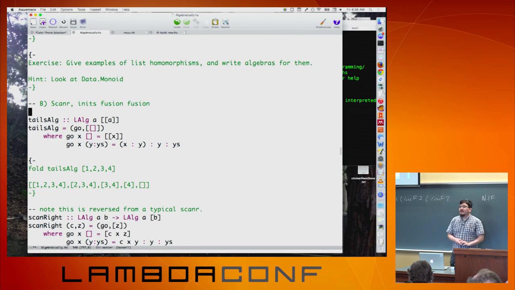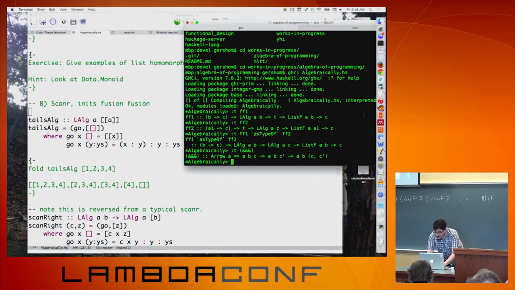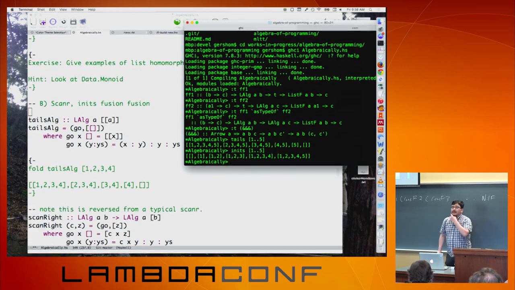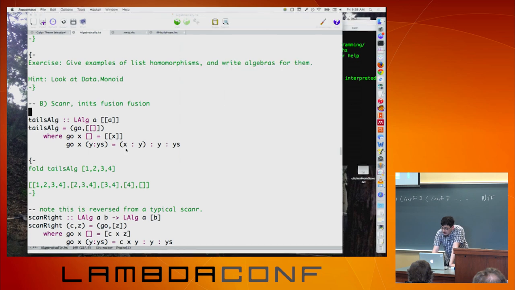You all know what the function tails does in Haskell? He's Sonic the Hedgehog's little pal, right? Right? There we go. That's Tails, right?